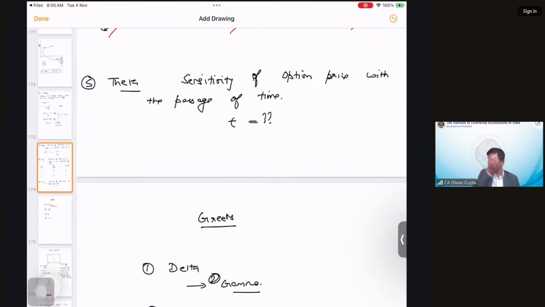Theta. Theta is basically the passage of time. As the time passes by, what is the sensitivity of the option price? Obviously, the sensitivity of the option price will come down because the present value factor will also keep on reducing.